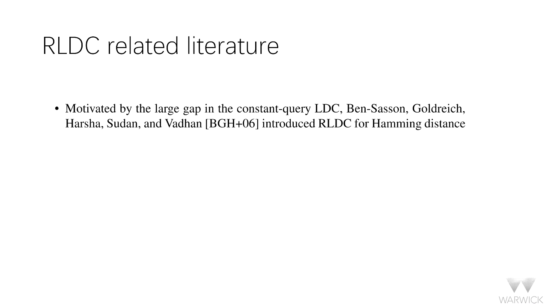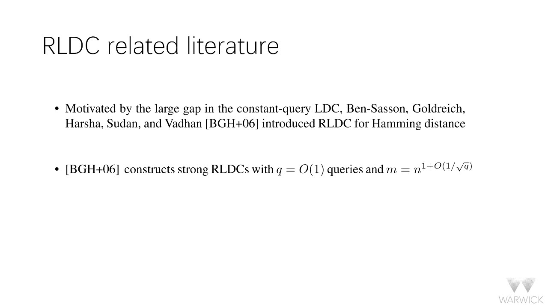So, related literature about this topic. Originally motivated by the large gap in the constant query LDC, Ben-Sasson, Goldreich, Harsha, Sudan, and Vadhan '06 introduced ILDC for Hamming distance. They construct strong ILDCs with a constant number of queries, and the codeword length is slightly superlinear, which is n^(1+O(1/√Q)). And then Asadi and Shinkar improve the bounds to m equal to n^(1+O(1/Q)).